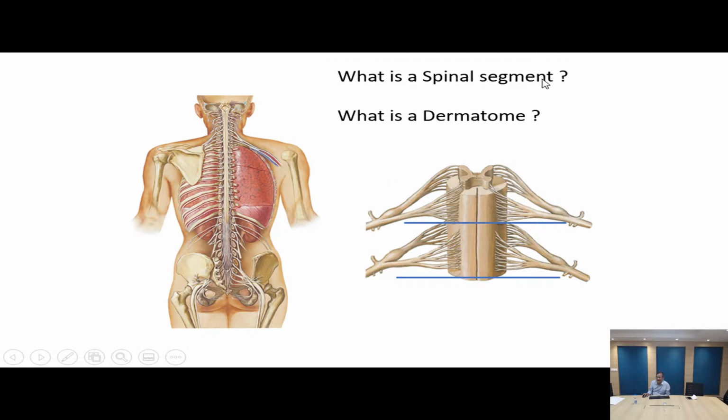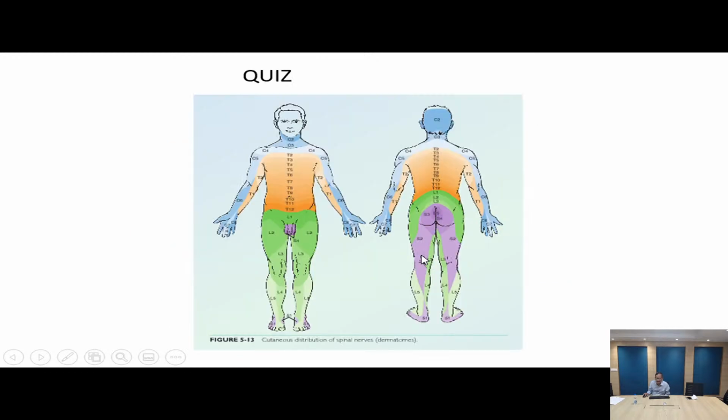So what is a spinal segment? I have told you. Now what is a dermatome? Dermatome is the part of the skin body surface supplied by a single spinal nerve. So you can see one spinal segment is there. It is giving rise to one pair of spinal nerves.